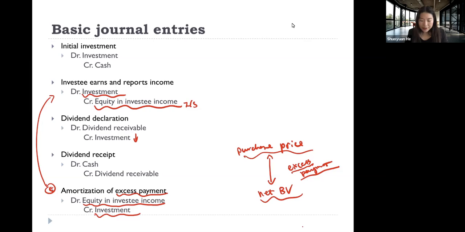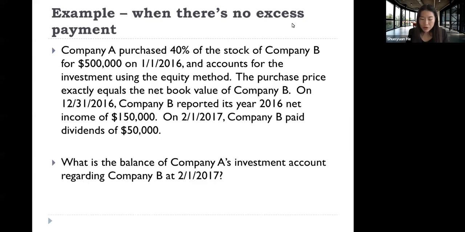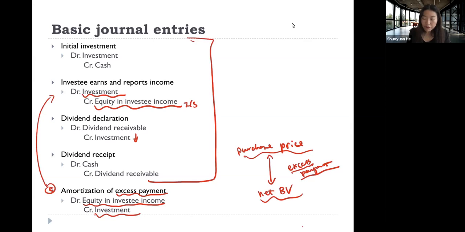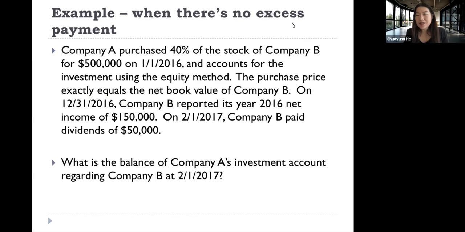So those are the 5 basic journal entries under the equity method. I'm first going to use an example to illustrate the first 4 journal entries. Then we're going to talk more about the 5th one, and then look at another example, which is associated with the 5th journal entry. So let's first look at this example when there's no excess payment. In this example, you don't need to worry about the 5th journal entry. Let's look at the example.